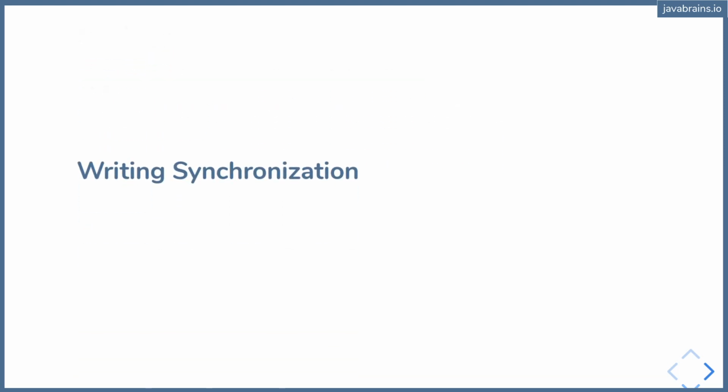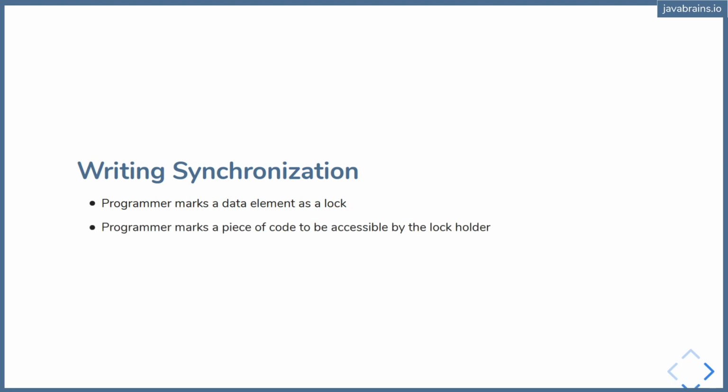Here's how it works. First, you mark a data element as a lock. You say, this is my data element, and this is what needs to be accessed one thread at a time. Then you mark that piece of code which needs to be accessible by whoever holds the lock. It's almost like you're creating a key, and you're saying this room can be opened by just this key. Any thread that wants to enter that room and execute that piece of code needs to first get that key, then run that piece of code, and then return the key. This is how synchronization works. This is how synchronization is written in Java.